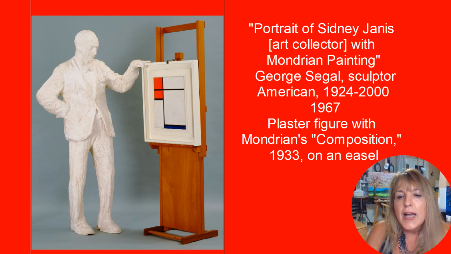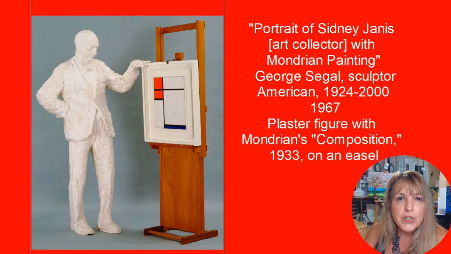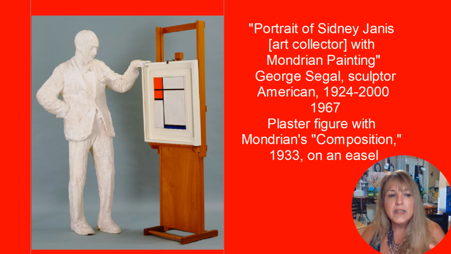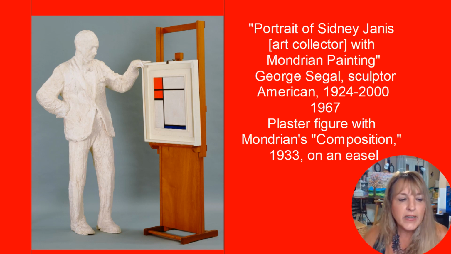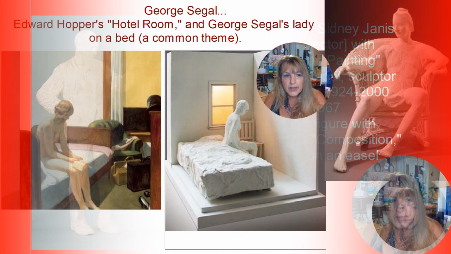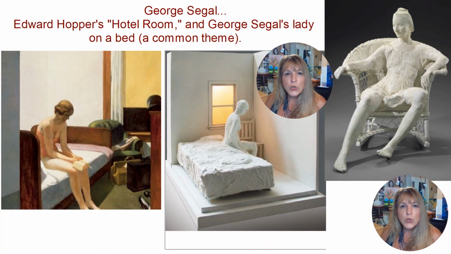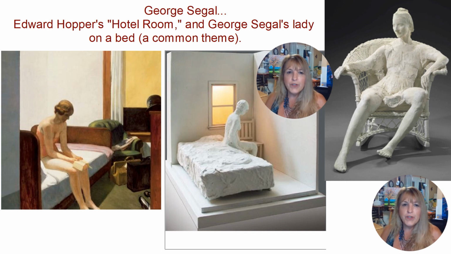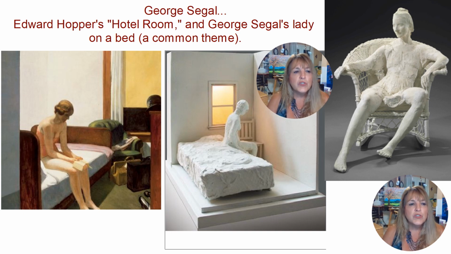So here we have a sculptor, plaster figure with Mondrian's composition, 1933, on an easel. And he's known for these very, very distinctive white figures. That is what's recognizable. So when you see an image by George Segal, you're probably going to recognize it right away because they're very distinctive and they're usually these white figures. This is George Segal.